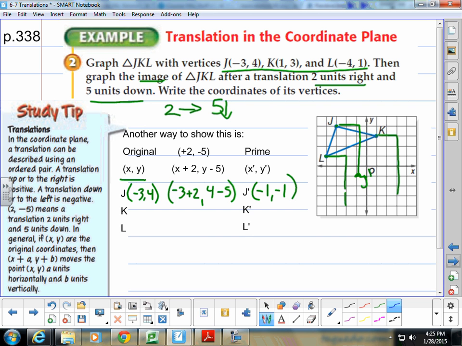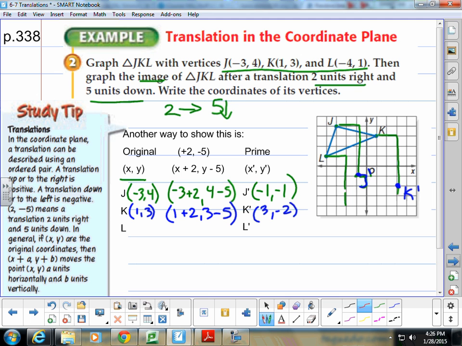So if we continue doing that for K, I went down 5, 1, 2, 5. So my original point was 1, 3, and I'm changing 1 by going to the right 2, changing 3 by going down 5. So I end up K prime at 3, -2, which is also true.